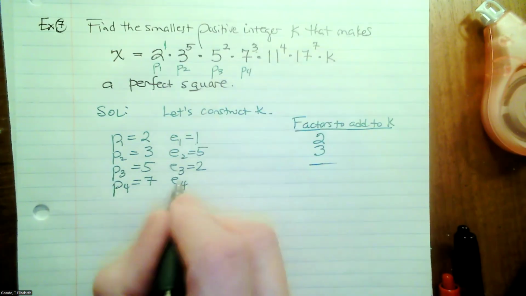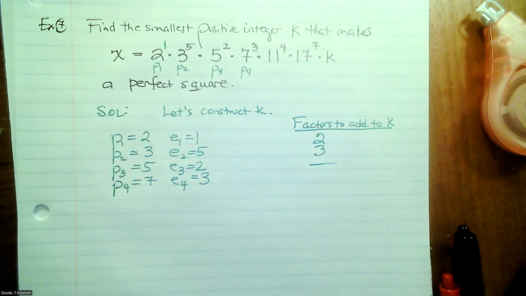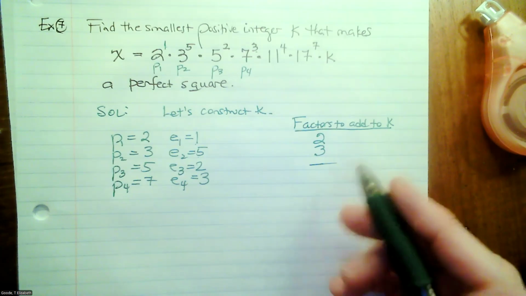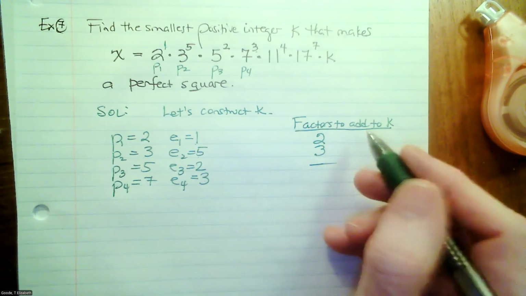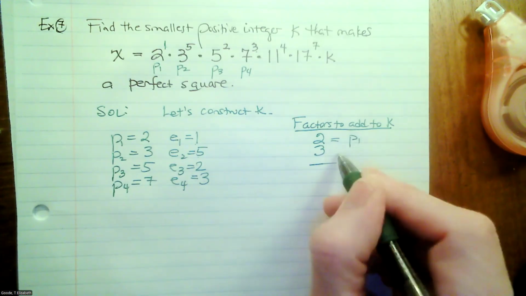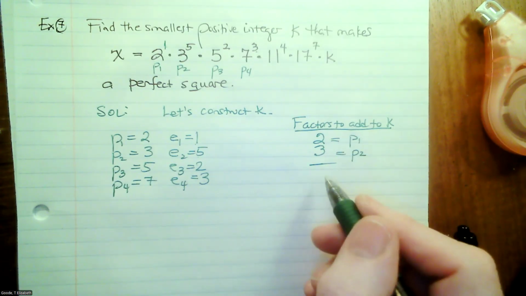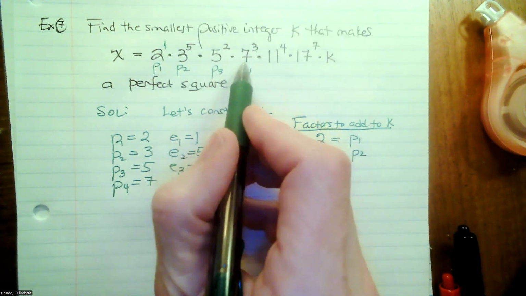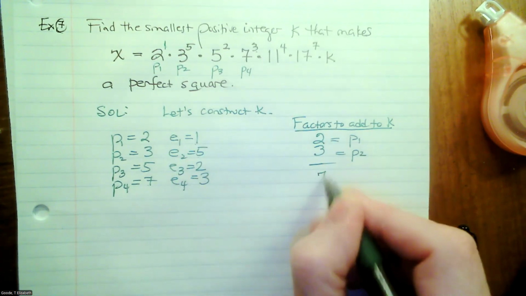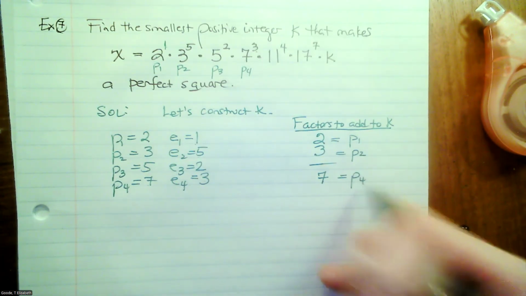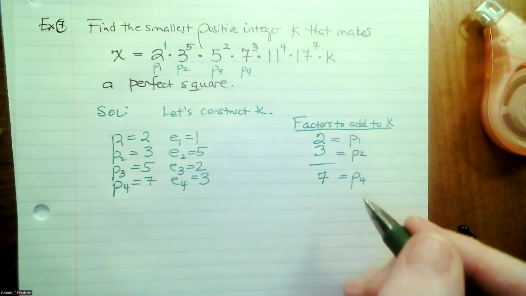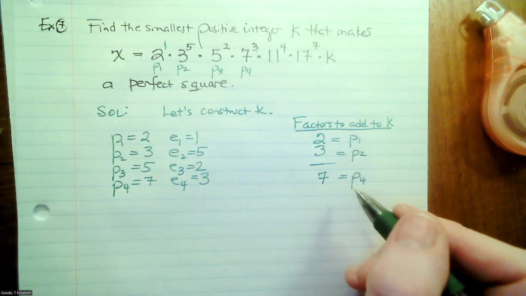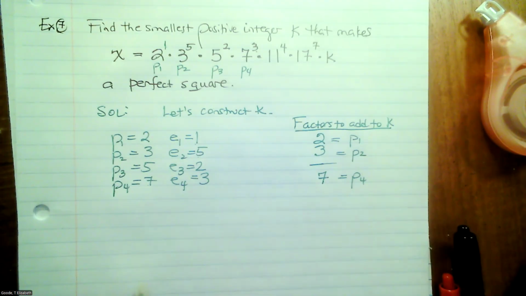E4, that exponent is 3. Is that even? No. So what's a factor we need to add to K here? To correct the 7 cubed, we want to make it 7 to the 4th. So we add 7. It's going to be a factor. All right, so we throw in a factor of 7.